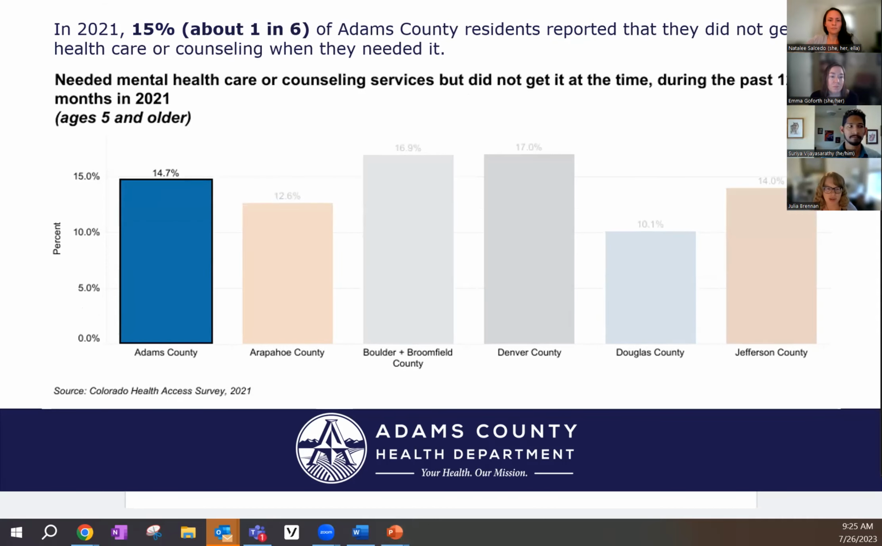This bar chart shows the percent of residents in Adams County and the surrounding counties that needed mental health or counseling services during the past year in 2021, but did not get them at that time for a variety of different reasons. And in Adams County, 15%, or about 1 in 6 people, did not get the mental health care they needed at the time. You can see the other counties there, but in Adams County, it was about 1 in 6 people. Next slide.